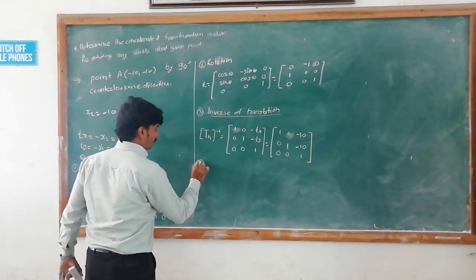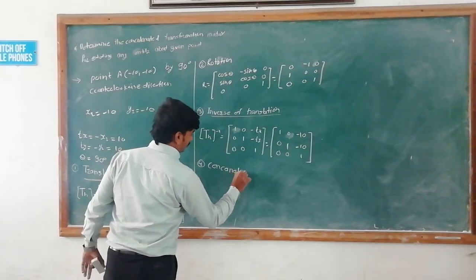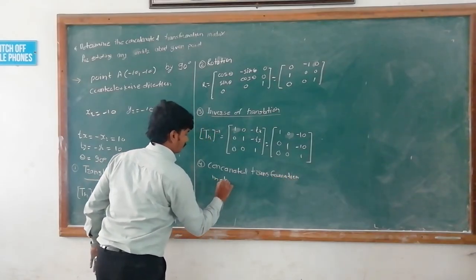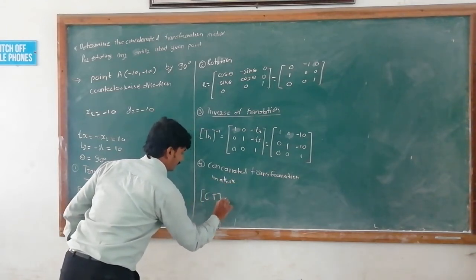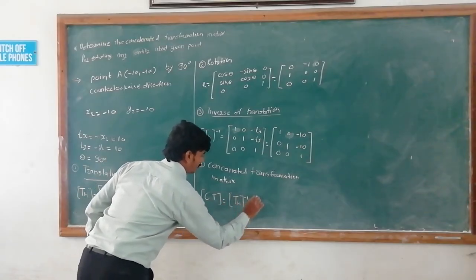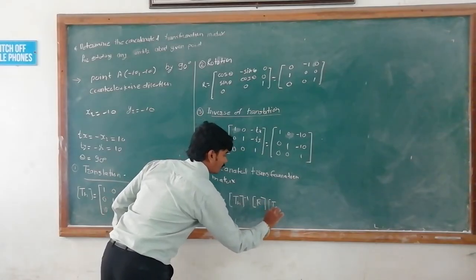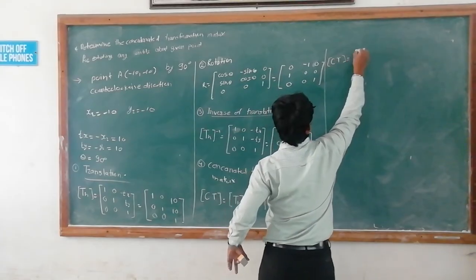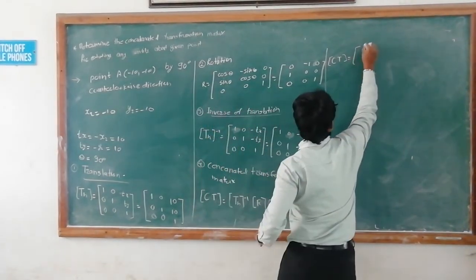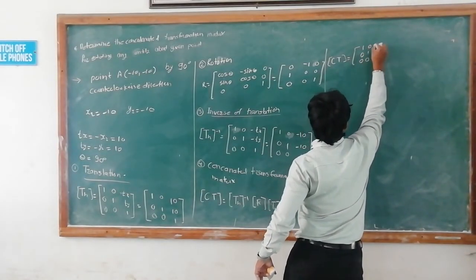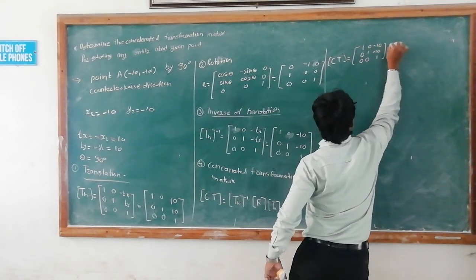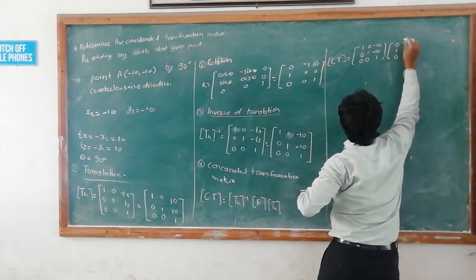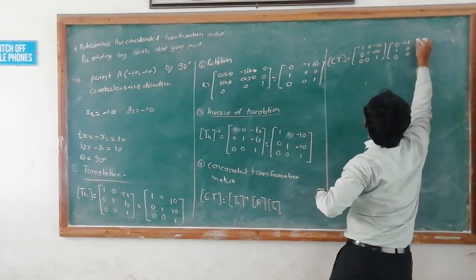Now, fourth step: the concatenated transformation matrix. So CT, the concatenated transformation matrix, is equal to the inverse of translation into rotation into translation. Okay, so we will solve here. First of all, CT is equal to the matrix of TH. TH is equal to 1, 0, 0; 0, 1, 0; minus 10, minus 10, 1. Rotational matrix is 0, 1, 0; minus 1, 0, 0; 0, 0, 1.